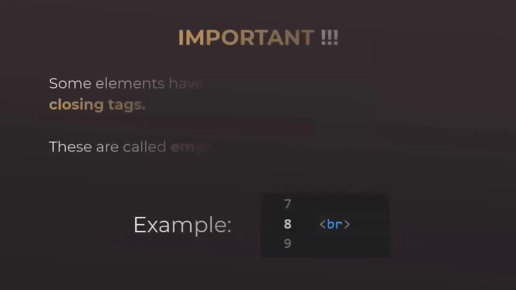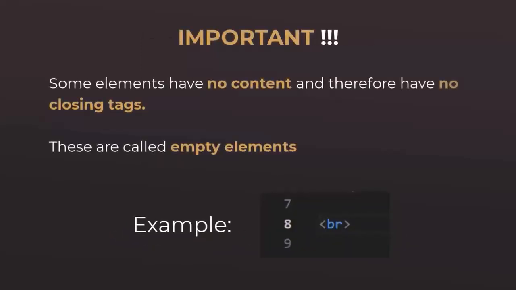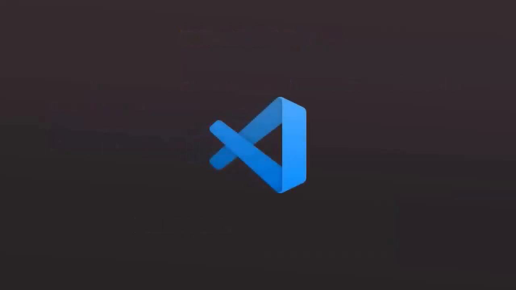However, some elements have no contents. For example, we have the break element. It has no content. And elements like this are called empty elements. So empty elements are elements that don't have any content within them, and they also don't have closing tags. So now that's enough talk about the theoretical aspect. Let's hop into Visual Studio Code and actually get some coding done.